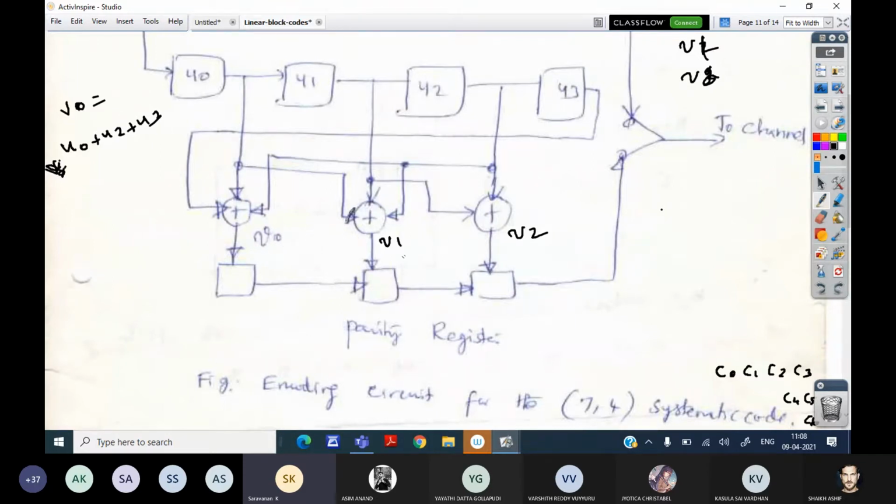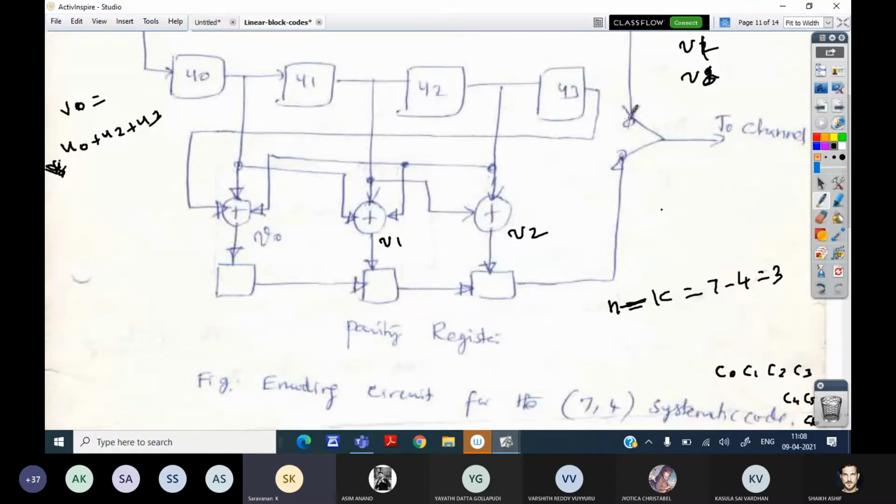Similarly, V1, V2. So we are going to feed these to the 3 parity bits, because we know n minus k is going to be 3. n minus k is nothing but 7 minus 4. It is 3 bits. The parity bits are 3 bits, so it is V0, V1, V2. So we are going to feed this to the parity register. Once we have generated this, we are going to send it to the channel.